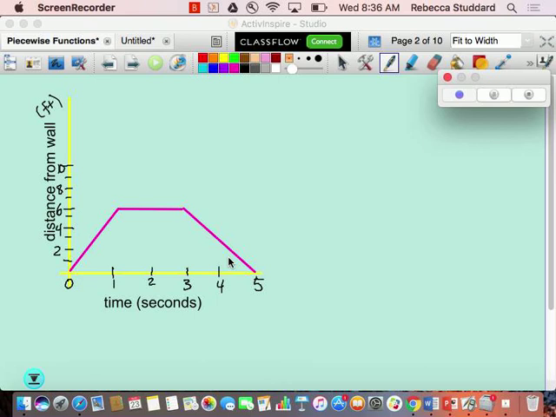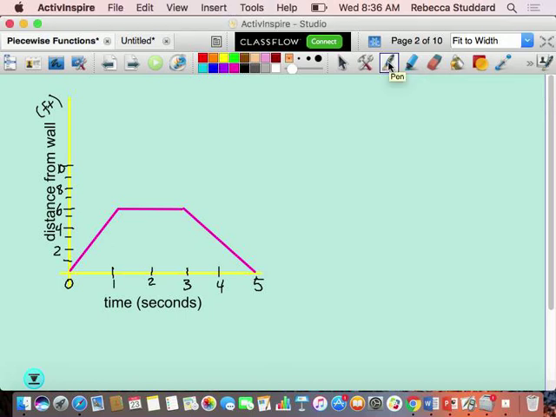So this is a piecewise function. It's a function because it does pass the vertical line test. Every x has exactly one y. And we can split up this domain. The domain here is our time, but our domain is split into 3 sections.